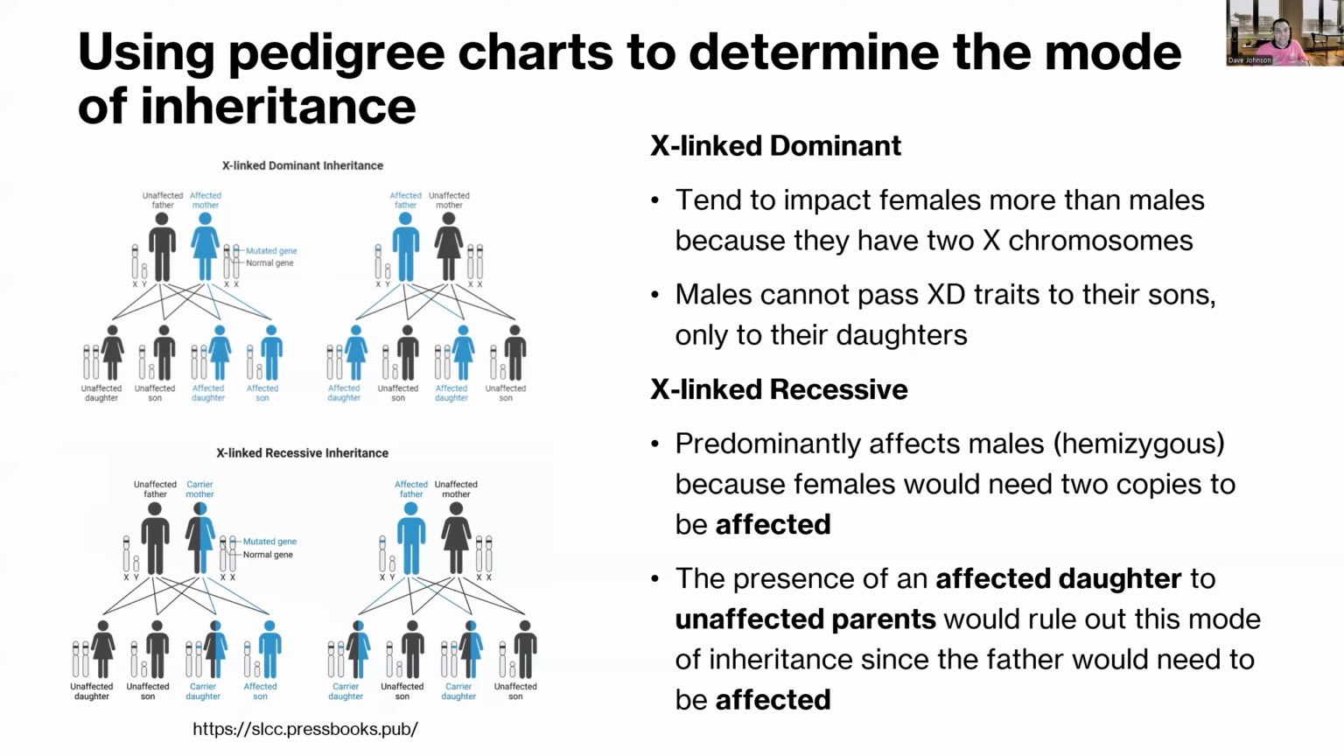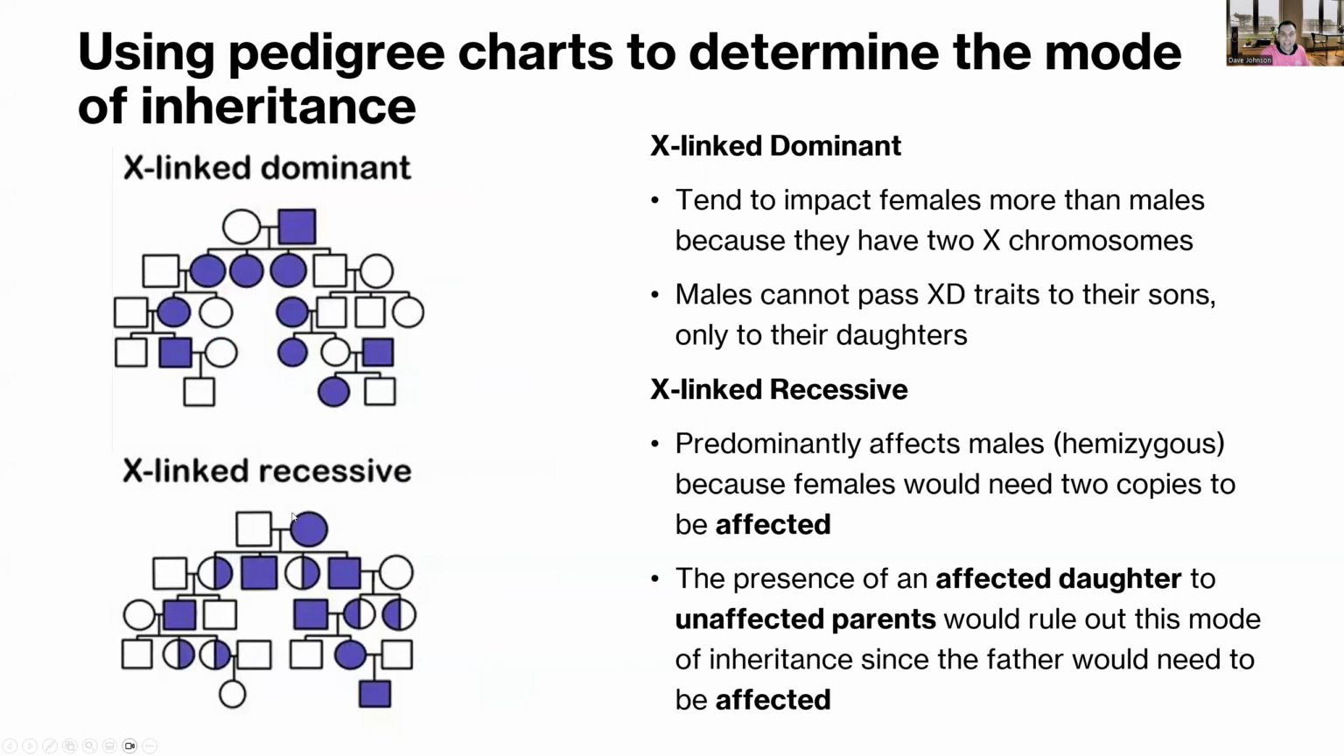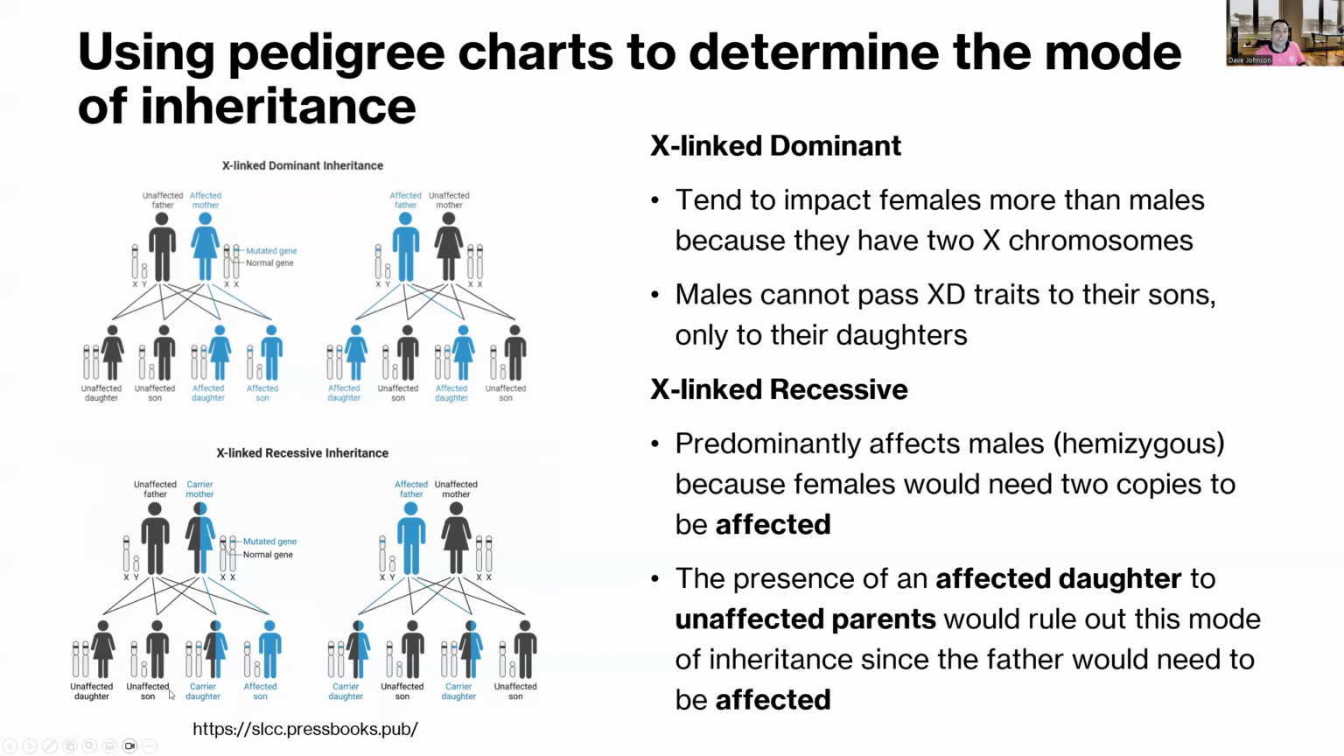So you can see that if you look between these two different slides, here's what it looks like in terms of the X being inherited. Here's what it looks like when we build the pedigree. So it gives you a very clear idea of how we can use a pedigree to go, oh, this is what's happening. This is the mode of inheritance.